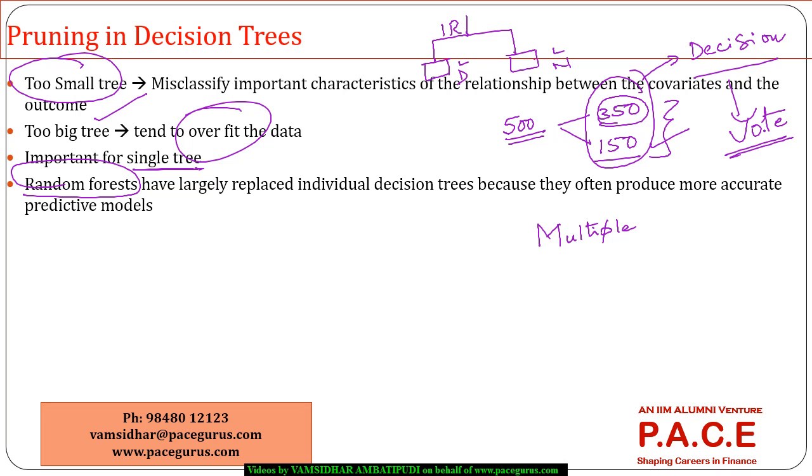Right? Out of these different trees that are typically built, how many of them are suggesting that this person will default and how many of them are suggesting that this person will not default. So when we are using random forest, we really don't need to bother too much about pruning of the decision tree. But when we are trying to build standalone individual decision trees, then pruning plays a very important role.